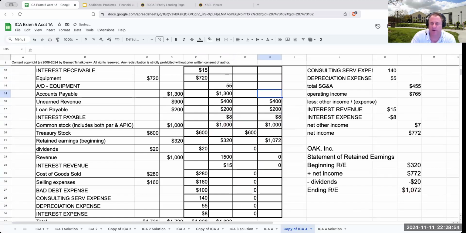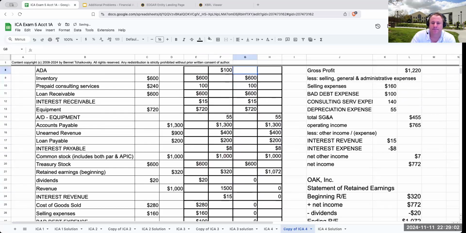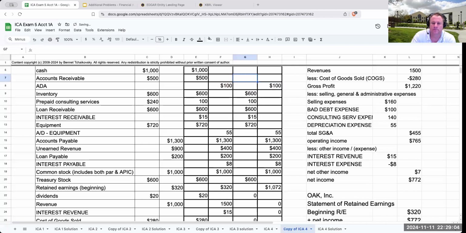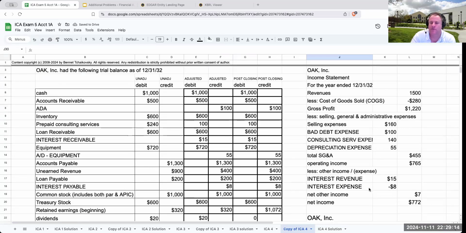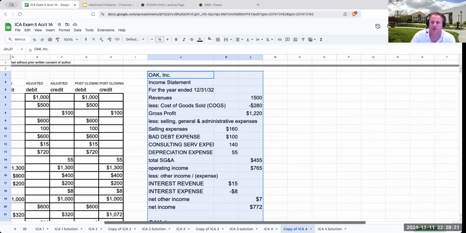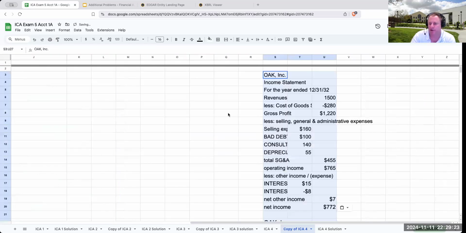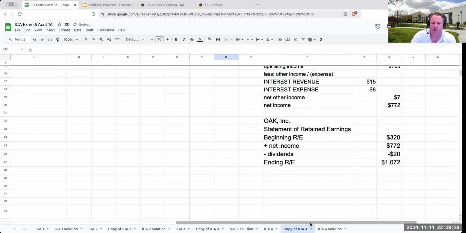Remember, when we have over here our assets and our other liabilities. Okay. So this is my total debits, my total credits. Over here, I'm going to take these balances and move these over. And now we're going to work on our balance sheet. Okay, so that's what we're going to go through and do next. And then we should be done with this.